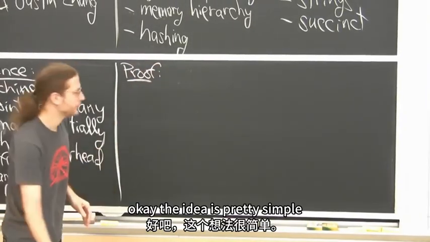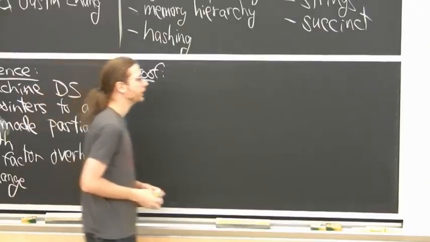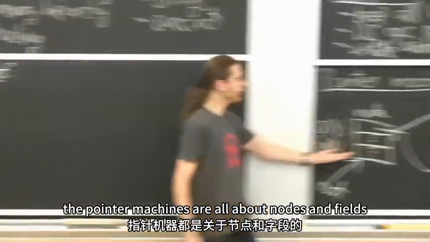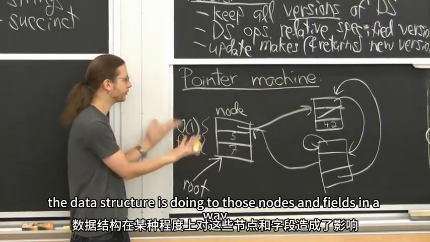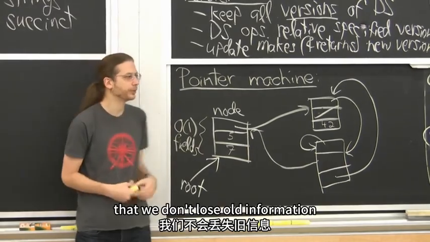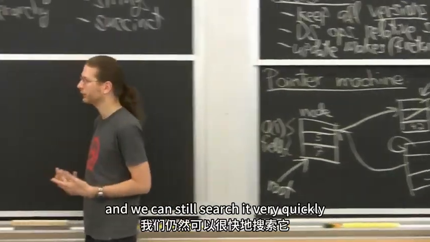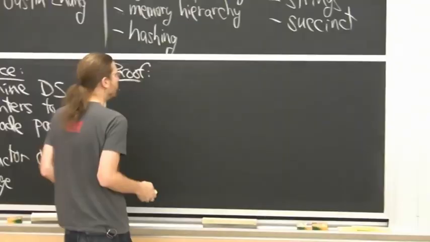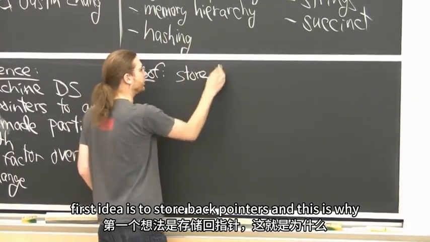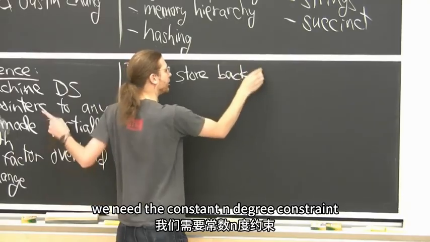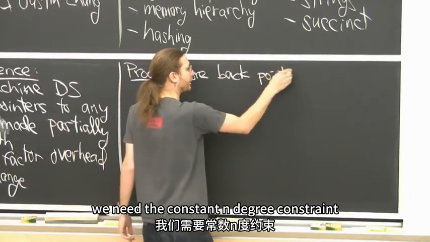Okay, the idea is pretty simple. The pointer machines are all about nodes and fields, so we just need to simulate whatever the data structure is doing to those nodes and fields in a way that we don't lose old information and we can still search it very quickly. First idea is to store back pointers. And this is why we need the constant in-degree constraint.